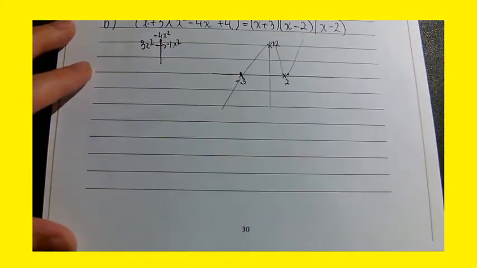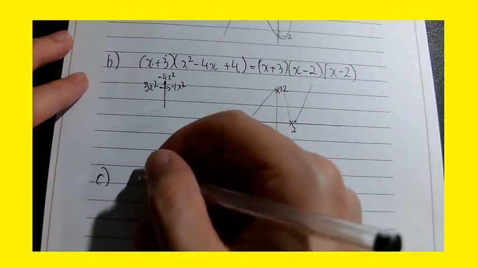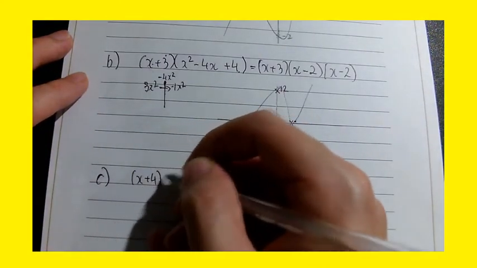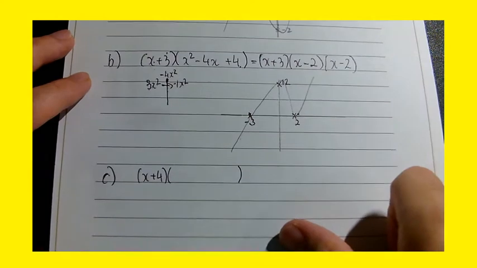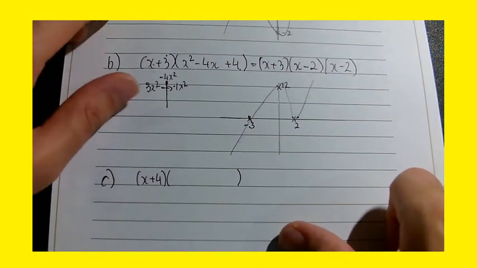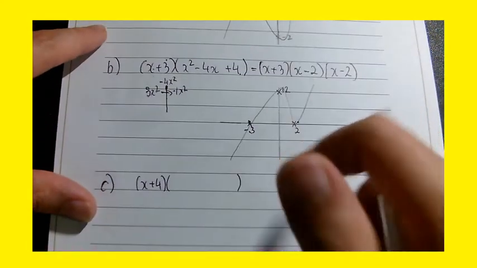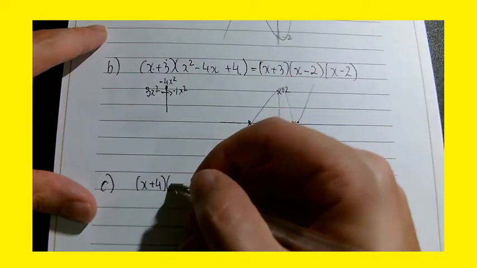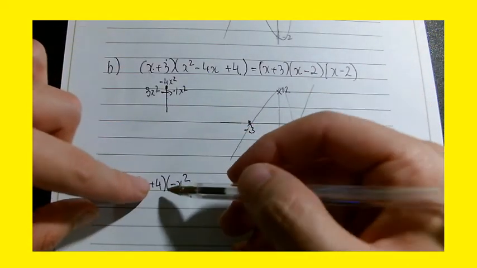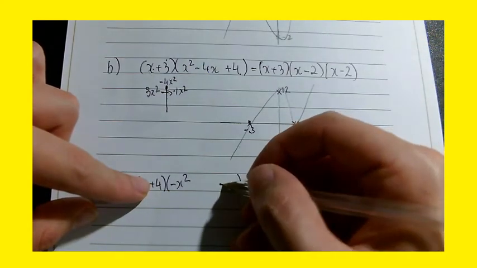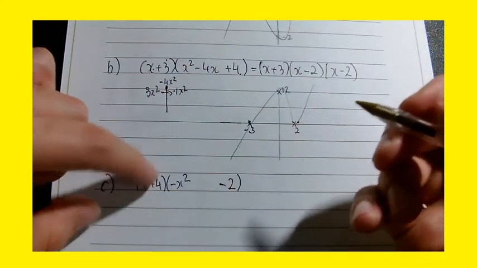Part C, so we've got another cubic, the factor is x plus 4. This time, however, we've got a negative cubic, which is important when it comes to our shape, but also it does impact our algebra. So again, I want to get x cubed, but not only x cubed, I want minus x cubed, so I want minus x squared. What do I multiply 4 by to get minus 8? Well, that would be minus 2.